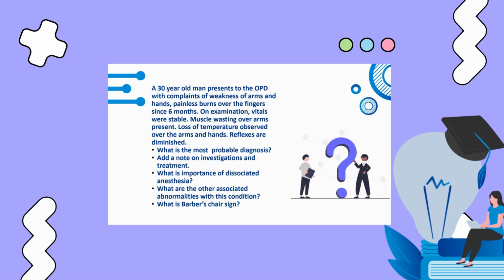Let's see what is our final case. A 30-year-old man presents to the OPD with complaints of weakness of arms and hands, painless burns over the fingers since 6 months. On examination, vitals were stable. Muscle wasting over arms was present and there was loss of temperature observed over the arms and hands, and reflexes were diminished. So what is the most probable diagnosis in this case?